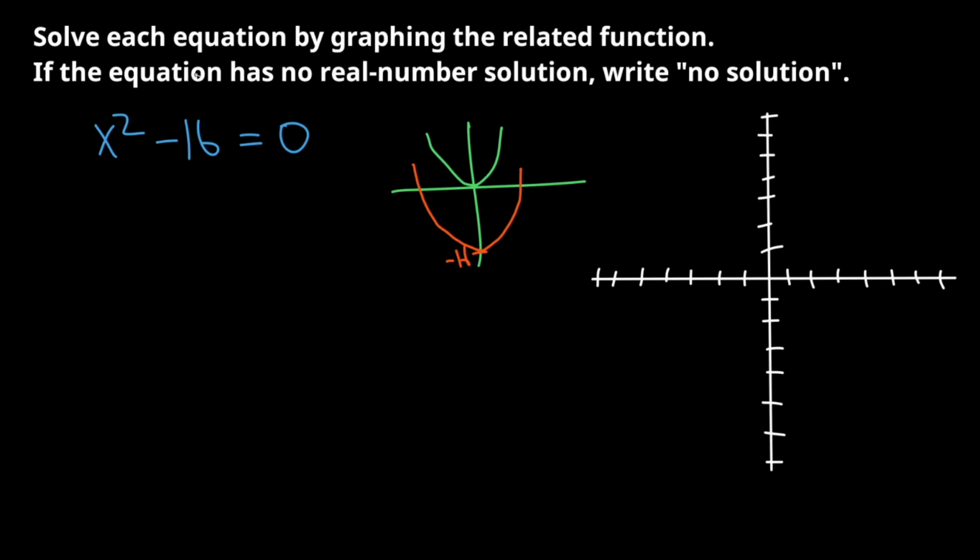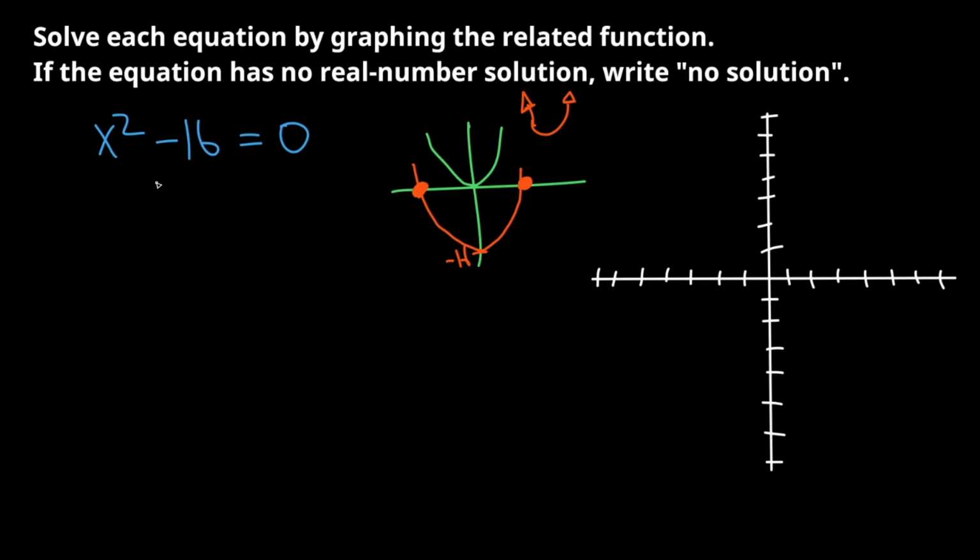Now, to find if this has a real number solution, what this is asking is, does the graph intersect the x-axis or touch it? And we can see it does touch the x-axis, but we want to know where, because that's going to be the answer. If it didn't touch the x-axis, if it looked like this and never touched it, then that would be no solution. So we can solve by graphing.